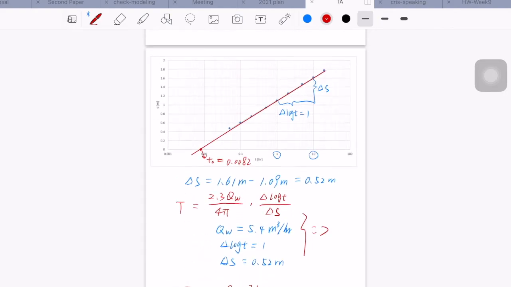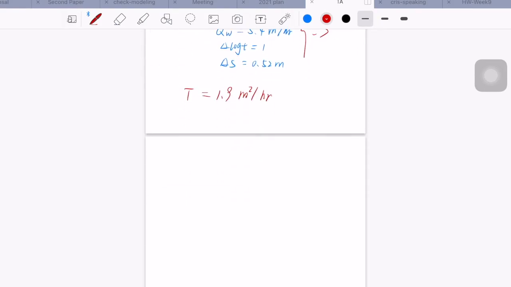And from this figure, we have t0 is 0.0082. And we know the storage coefficient S should be equal to 2.25 times transmissivity times t0 divided by the r square.